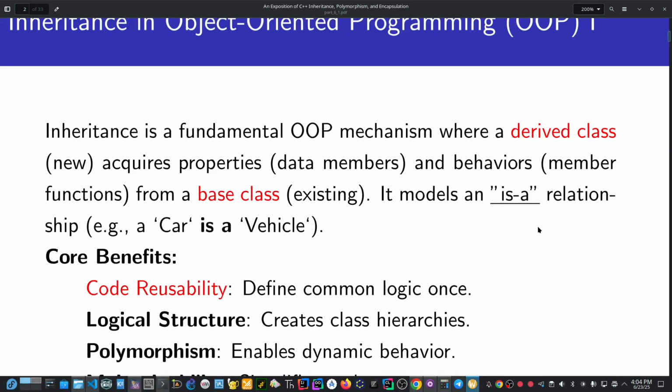Inheritance is a fundamental OOP mechanism where a derived class, like a child class, inherits from another class. What do you mean by a derived class? Before we can have a derived class, there must be a base class or a superclass. Other languages like Java also have base classes or parent classes. Another word for a derived class is a child class.